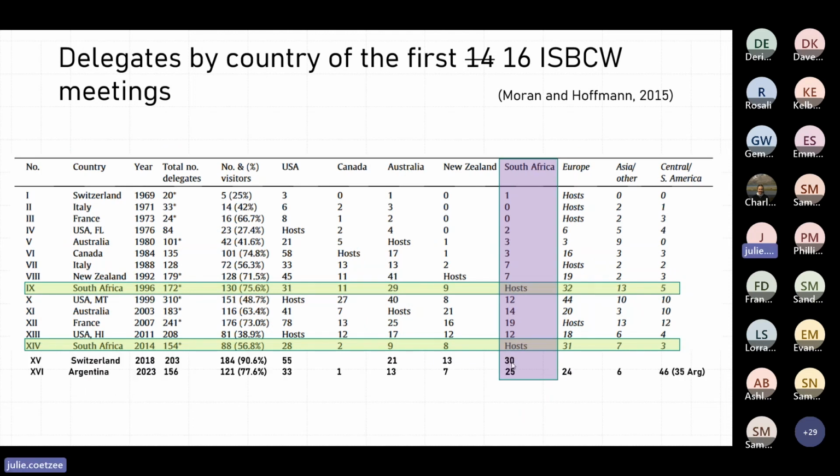South Africa managed to send 30 delegates to Switzerland in 2018 and 25 to Argentina. Just to let you know, this was an incredibly expensive conference to go to, post-COVID, no direct flights. It took a very long time for us to get there, but it didn't stop us from representing. And 46 delegates from Central and South America, which, as I said, is a really promising sign of the uptake or future uptake of biological control in this continent.